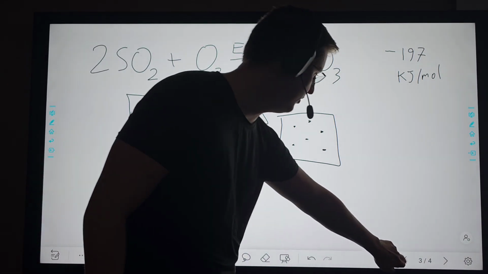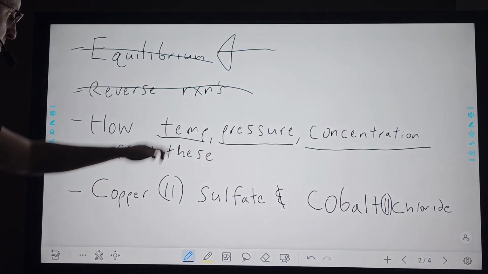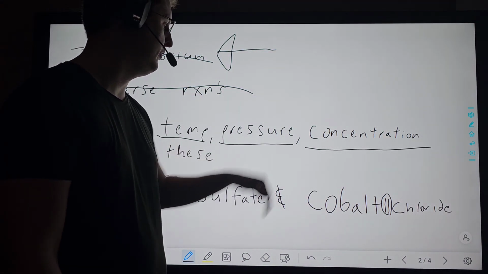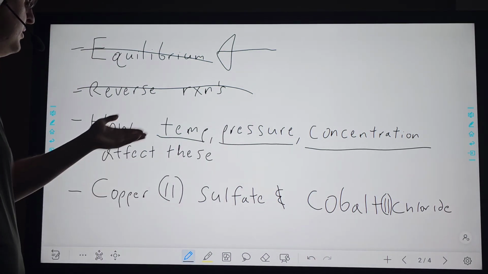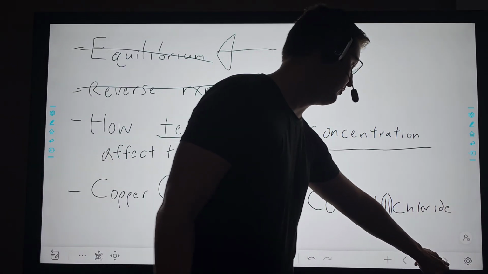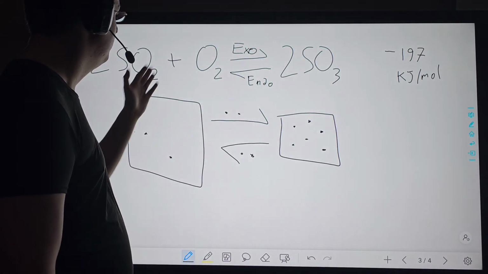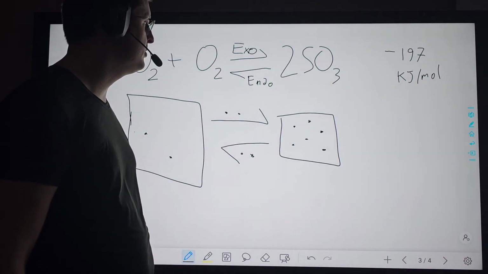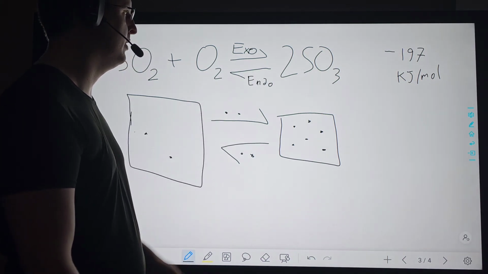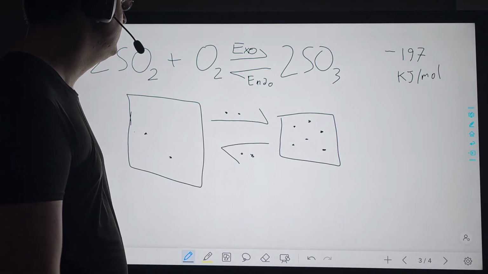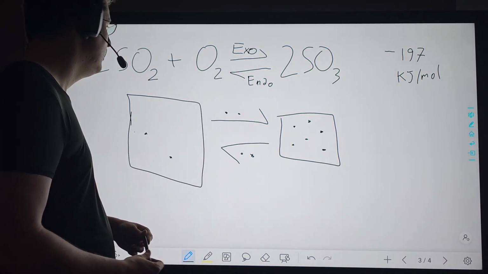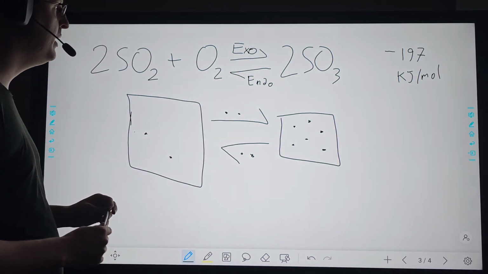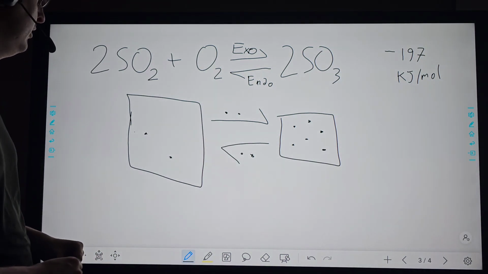Because remember what I said, you need to know how temperature, pressure, and concentration affect the position. So we just talked about how temperature affects reversible reactions based on endo and exo. If we raise the temperature, it's going to favor the endothermic direction. If we lower the temperature, it's going to favor the exothermic direction. Next, what I want to talk about is pressure.